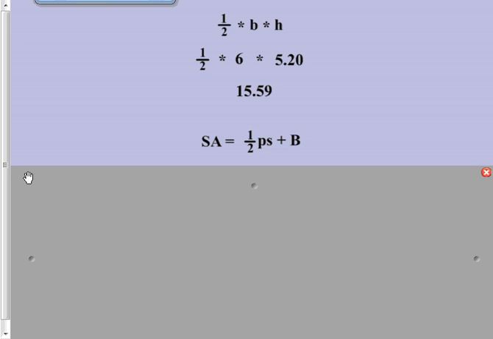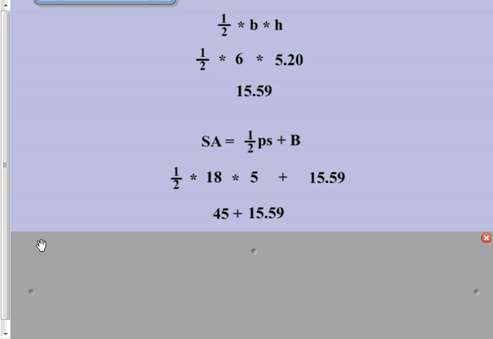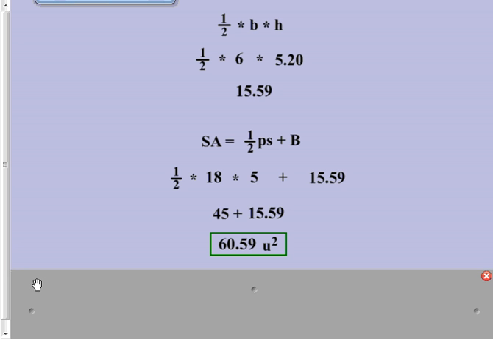Now, finally, back to the formula, 1/2 PS plus big B. All we have to do is plug in our numbers. We had a perimeter of 18, we had a slant height of 5, and we had an area of our base of 15.59. Please excuse my dear Aunt Sally, got to do the multiplication before the addition. So on the left side, 1/2 times 18 times 5 is 45, and that must be done before you can then add 15.59 to it. So that gives us a surface area of 60.59, whatever the units are, squared.